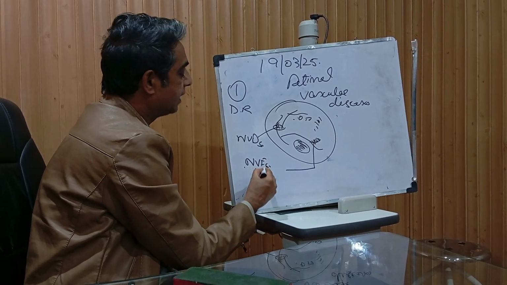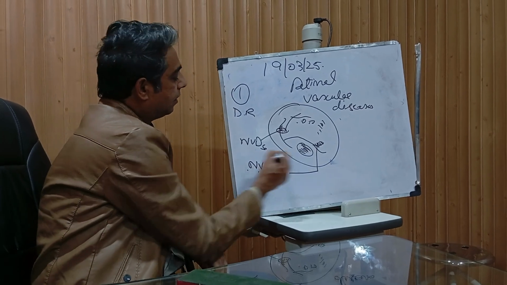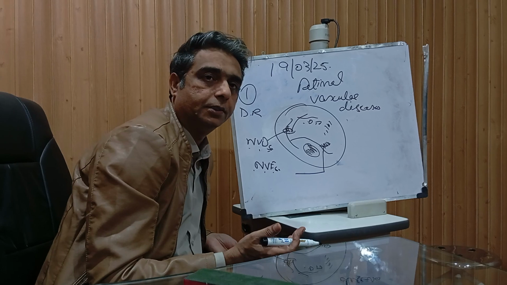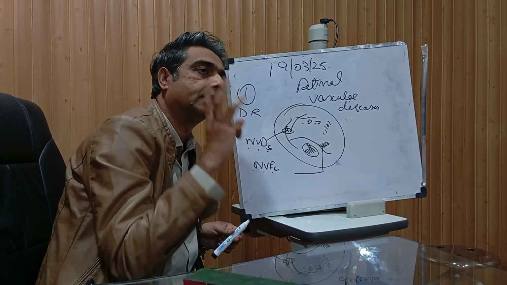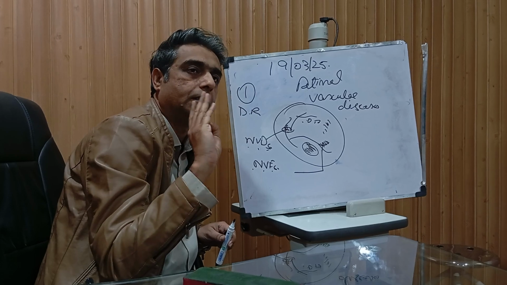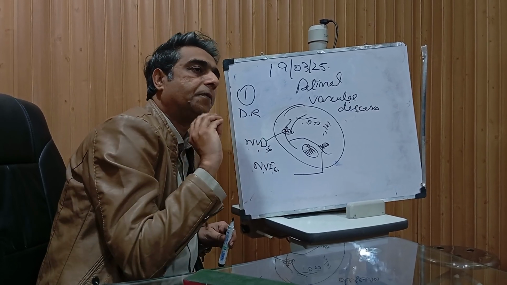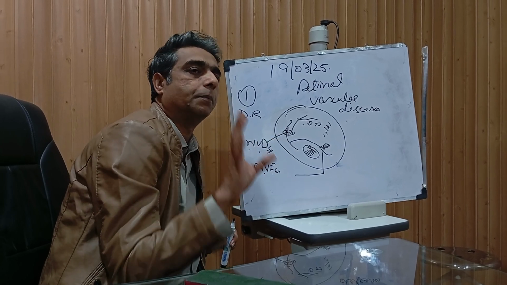Means new vessels elsewhere. Now when new vessels bleed, they will cause vitreous hemorrhage. Normally vitreous is transparent. I told you that three structures in the eye are transparent. Number one, cornea. Number two, lens. Number three, vitreous. If there is some opacity or blood in any of these, it's a pathology.